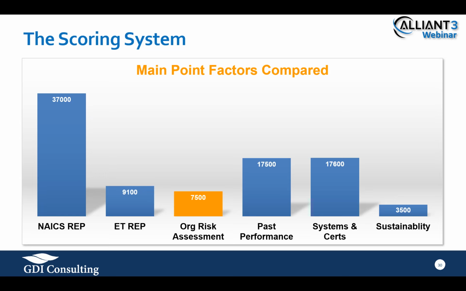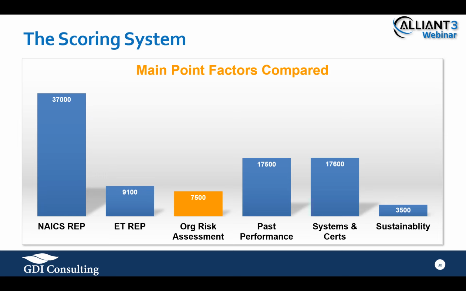This is one of the important factors that you have to actually consider when you're going after partnering with other companies. Past performance, you can see, is 17,500. Systems and certifications 17,600. So they're approximately the same. And sustainability is very small, 3,500.